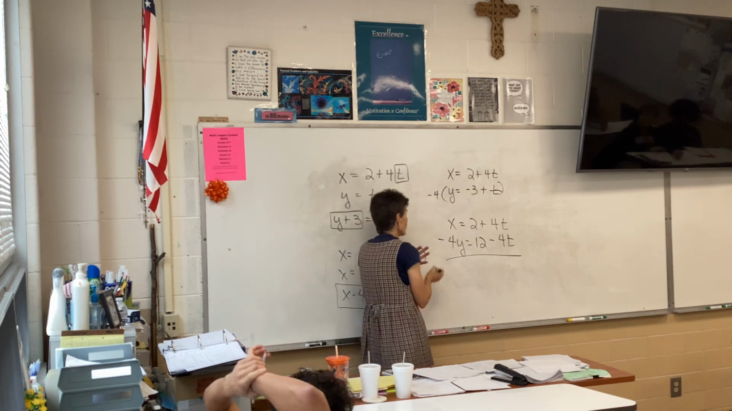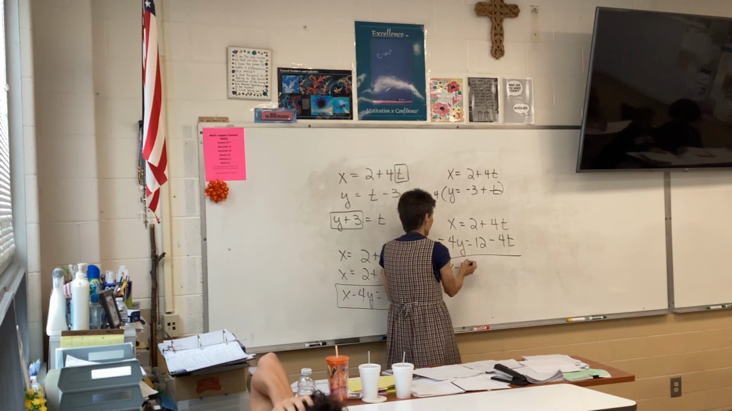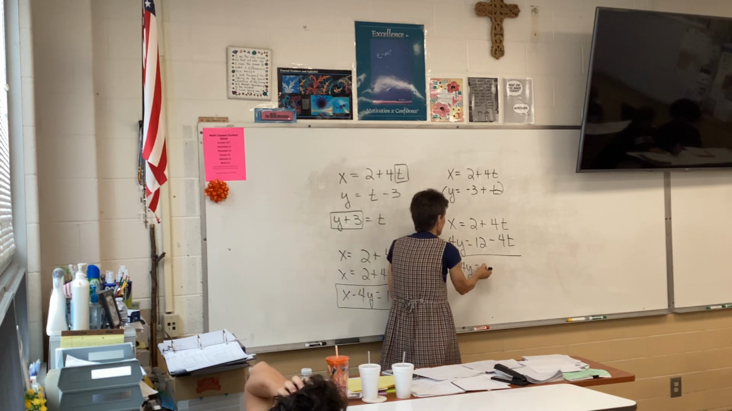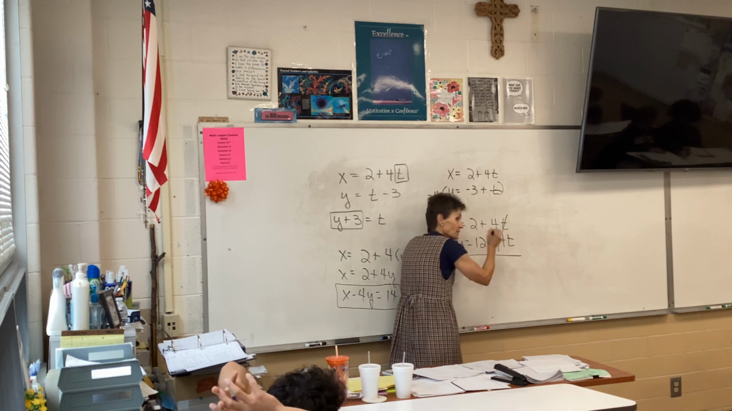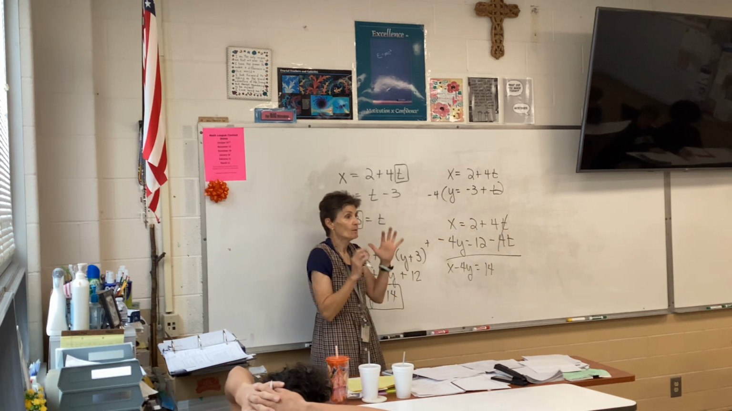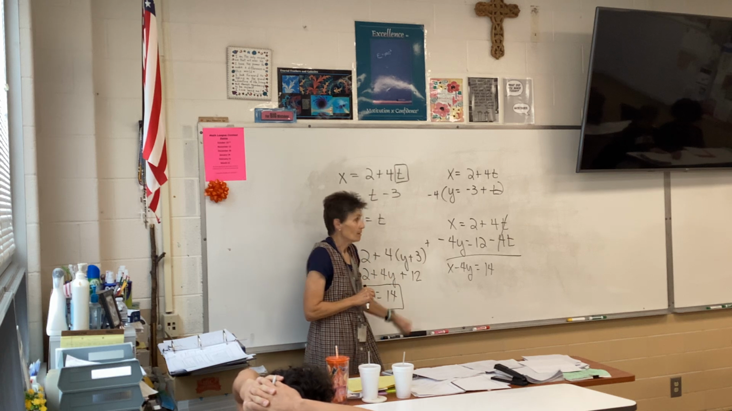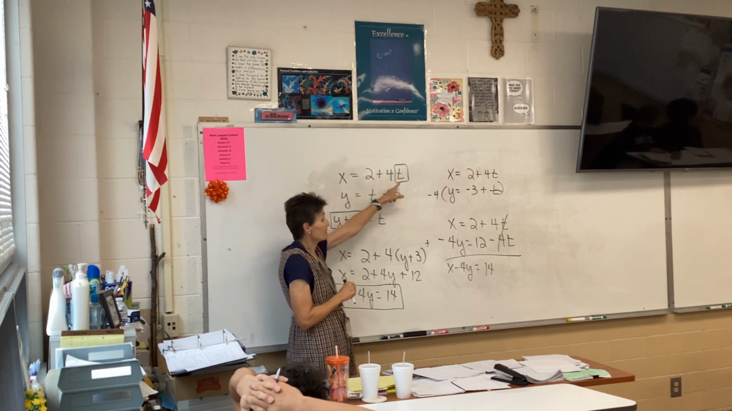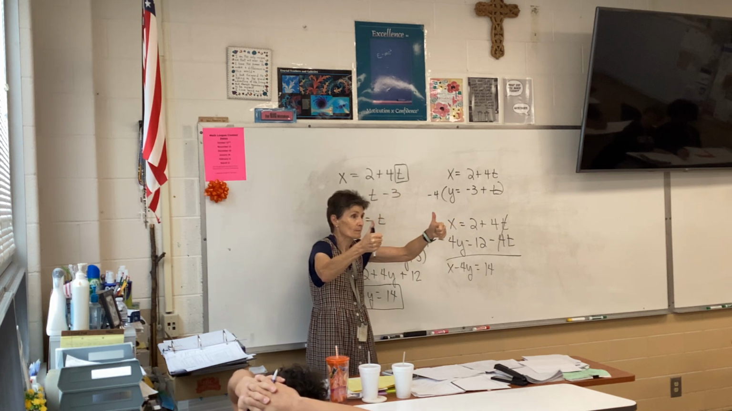And now what happens when I add those together? I get x minus 4y, but don't add, you can't combine them, they're not like terms, equal to 14, and what happened to my t's? They were eliminated. I used elimination. This is called substitution. You solve for t and substituted it in. It's fine. It'll work every time.